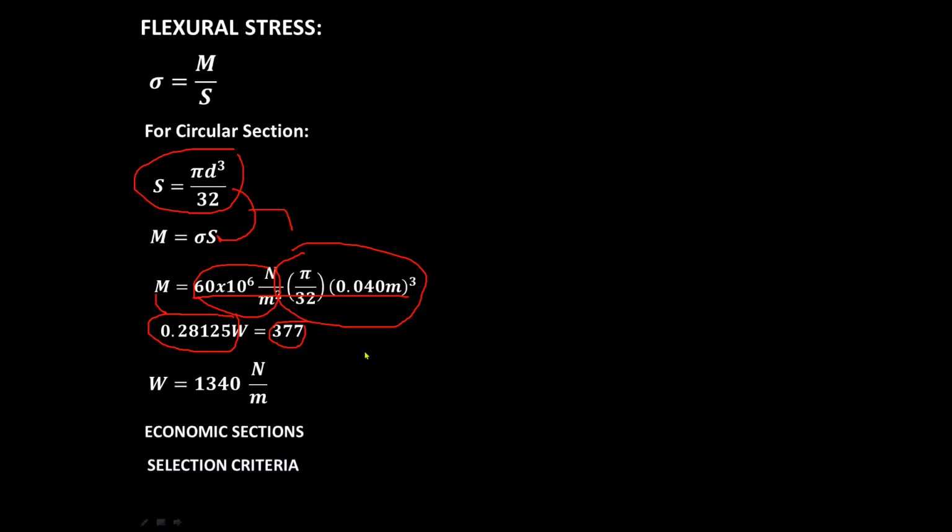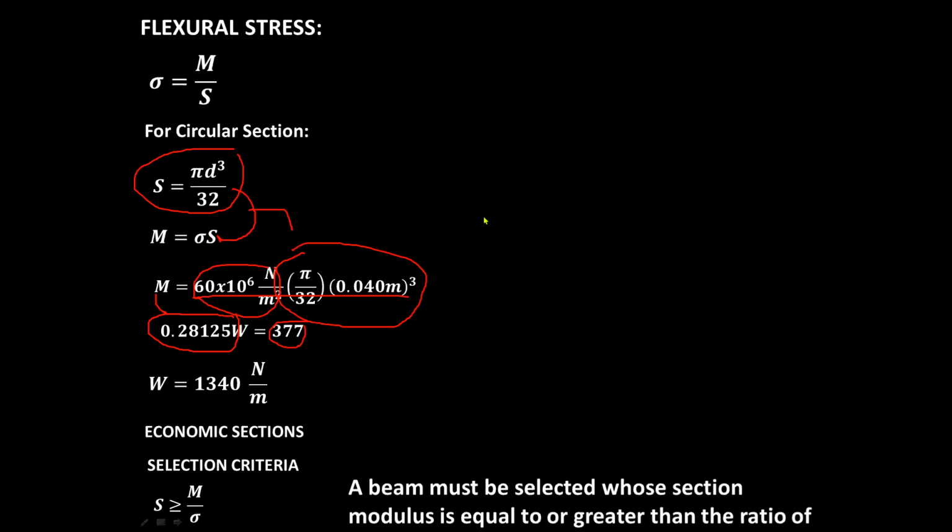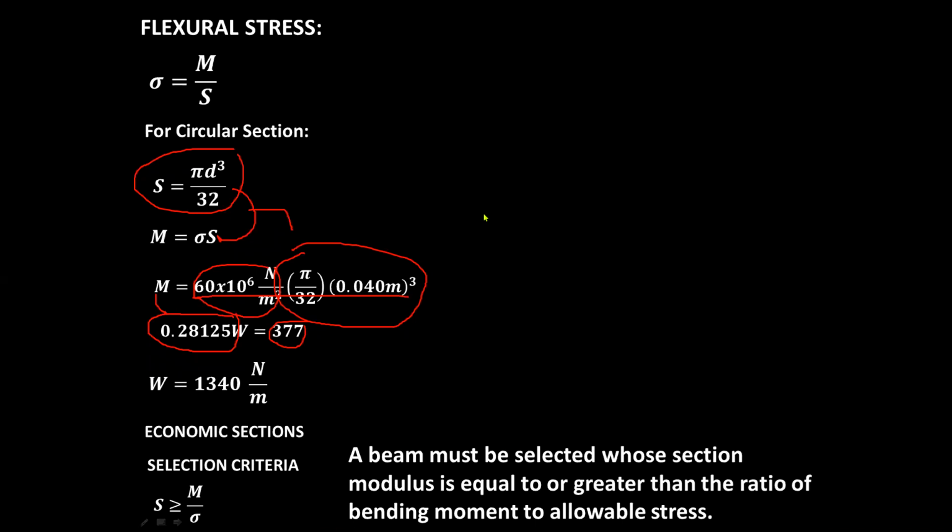Economic sections, selection criteria: S is equal to or greater than M over flexural stress. A beam must be selected whose section modulus is equal to or greater than the ratio of bending moment to allowable stress. Dagdag kaalaman lang yan. So nakalkula na natin ang W na ating hinahanap.